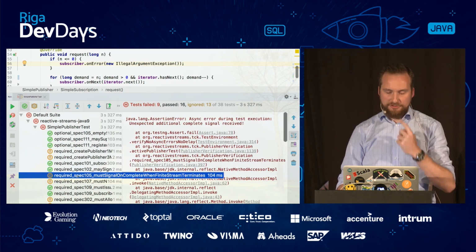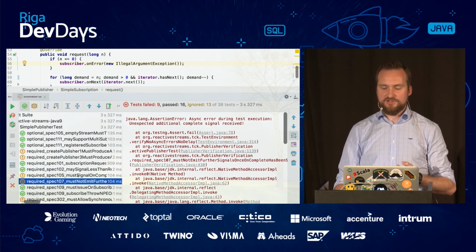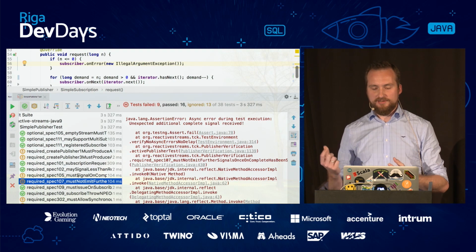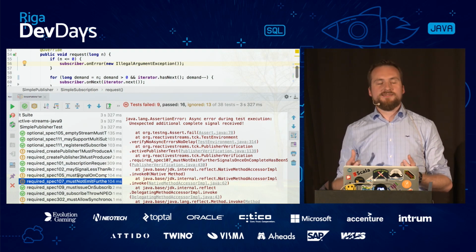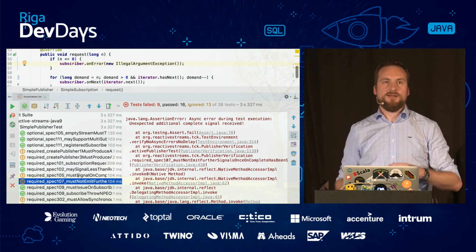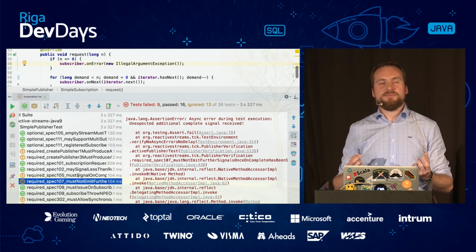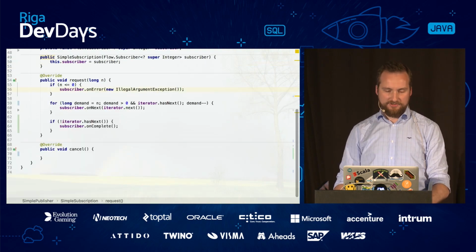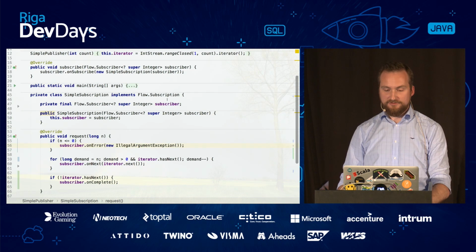For example, we have 105 or 107, where, if you read the error message, we received an additional complete signal. Well, this has something to do with the termination, and perhaps we don't handle the termination properly, so we don't handle some state, and therefore we are signaling too many times. So that is going to be the last one that we will try to fix.